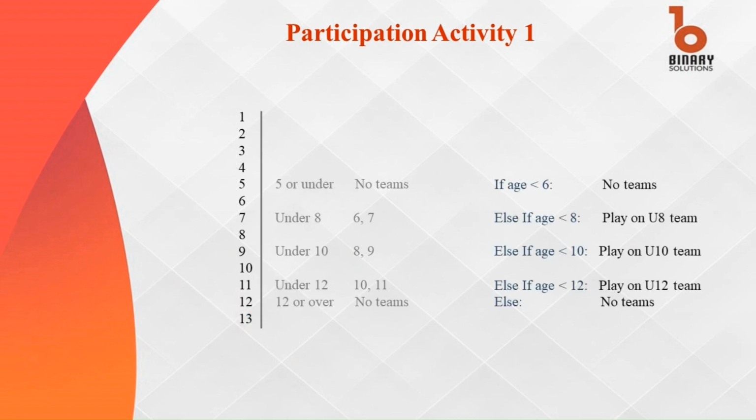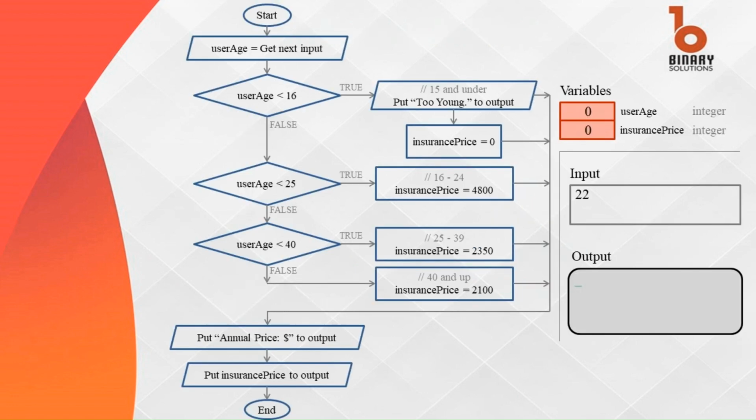An if-else structure elegantly captures these ranges. Each expression only needs to check the upper limit of the range, as the program knows that all previous conditions are false. The flowchart illustrates how a multi-branch if-else structure is used to detect age ranges and assign an insurance price based on the user's age.